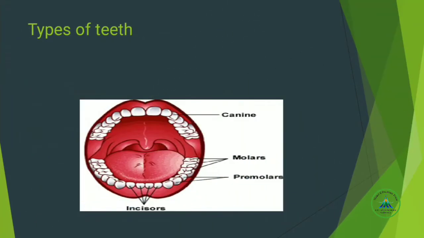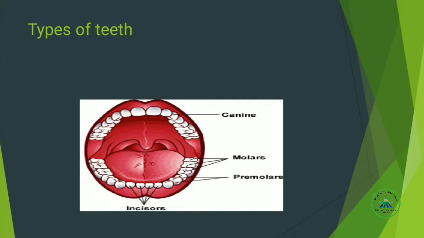Now, types of teeth. Teeth are of 4 types. First one, incisors. They are the front 4 teeth in the jaw used to bite and cut the food. Second one, canines. These are sharp and pointed, help in tearing food, present on either side of incisors, 4 in total. Third one, premolars. These are the grinding teeth. There are 2 premolars next to each canine, 4 in each jaw.